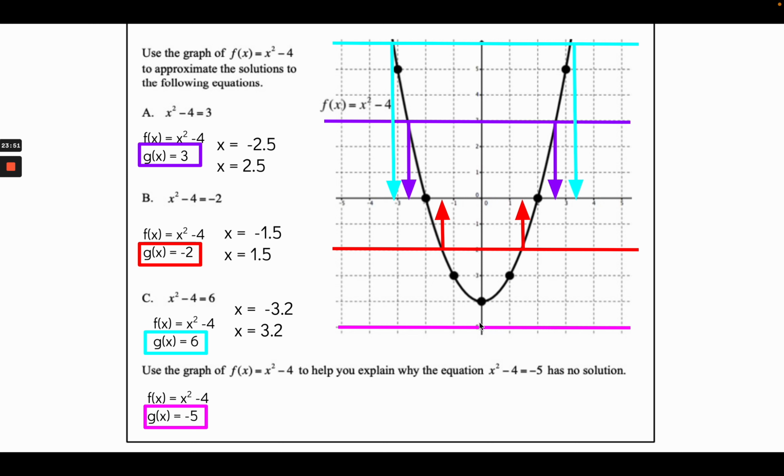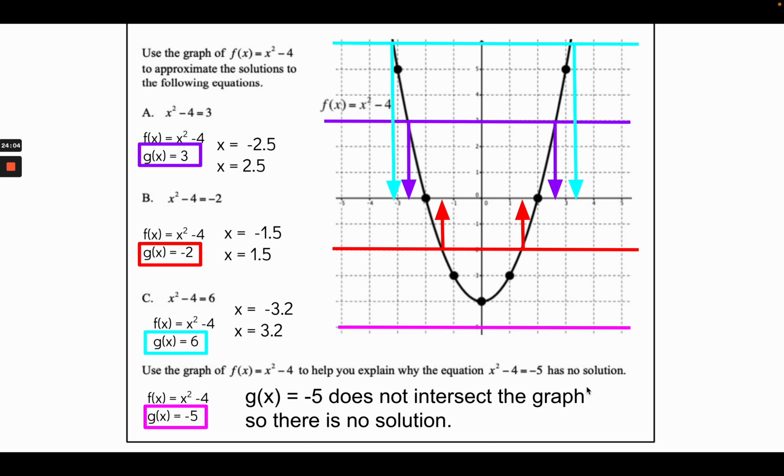It's too low. So if your g of x does not hit the quadratic equation or any graphed equation, then it does not have a solution. So at -5, there is no solution. And why not? Because g of x does not intersect the graph of f of x. So there is no solution.